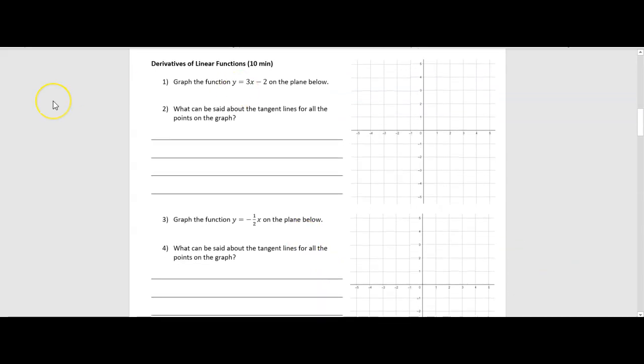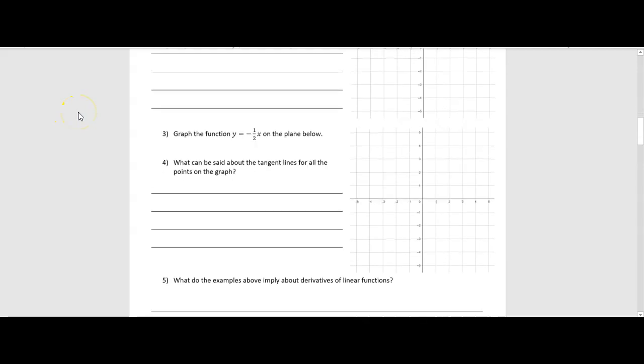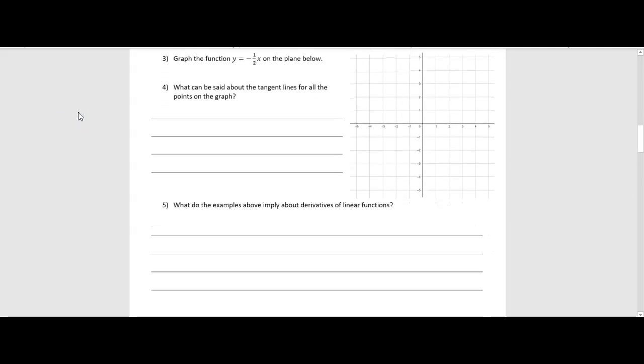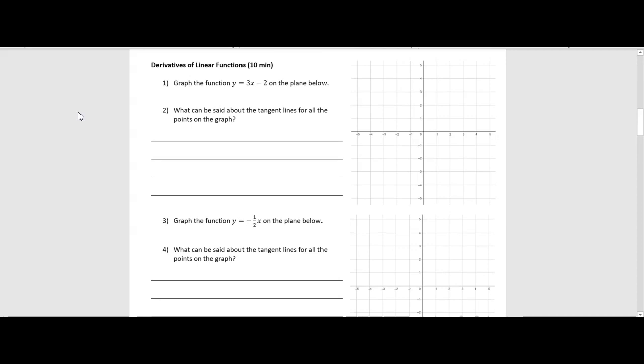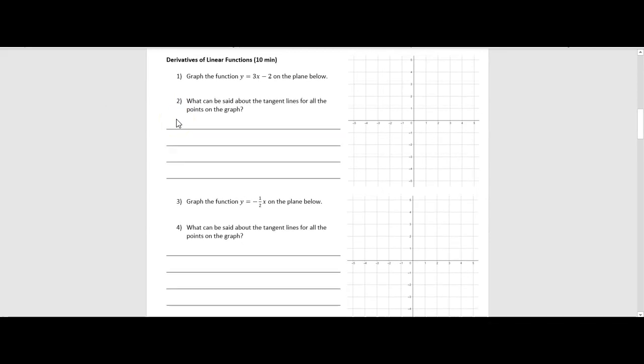Okay, so same thing, graph the function and then think about what the tangent lines would be for that function. And you can also look at 3 and 4 and 5 actually. So it may take you 5 to 10 minutes. Try to work through the questions on this page, and then we'll have a discussion about what the derivatives of linear functions look like.